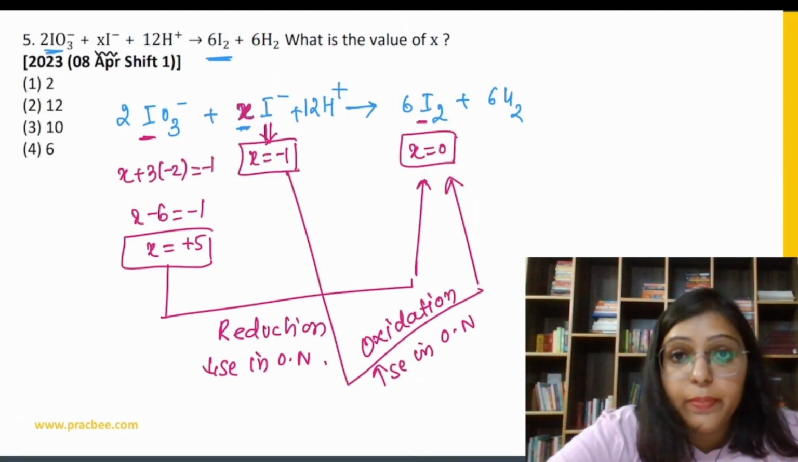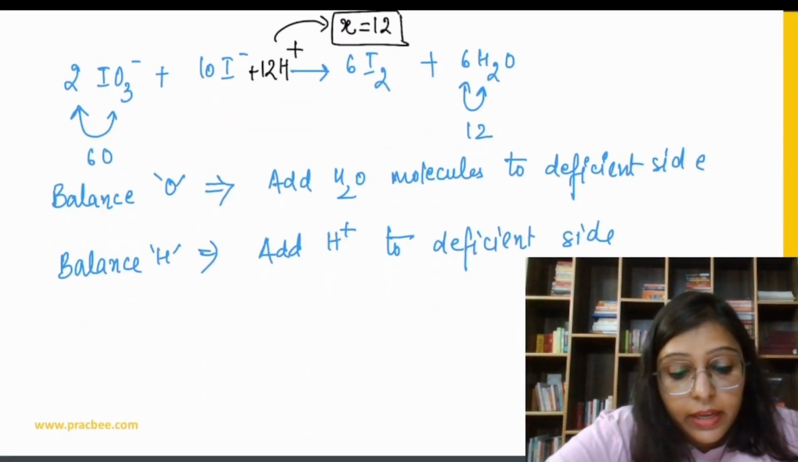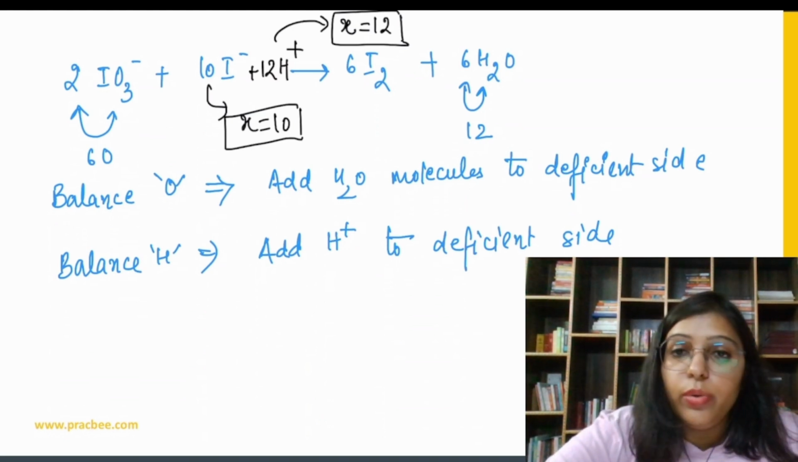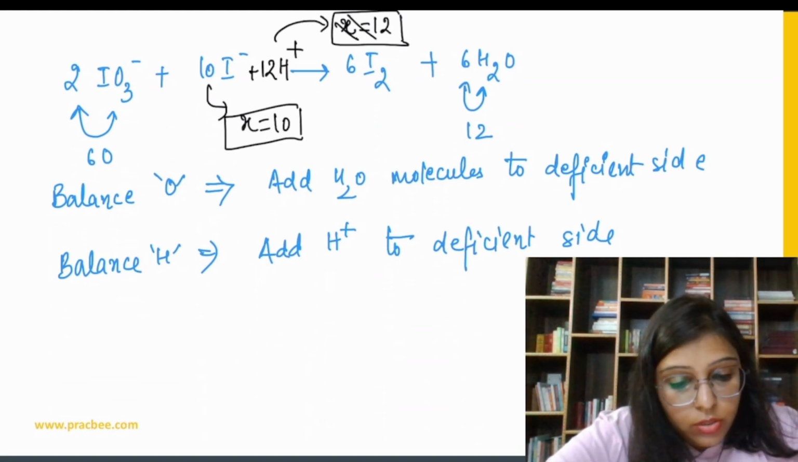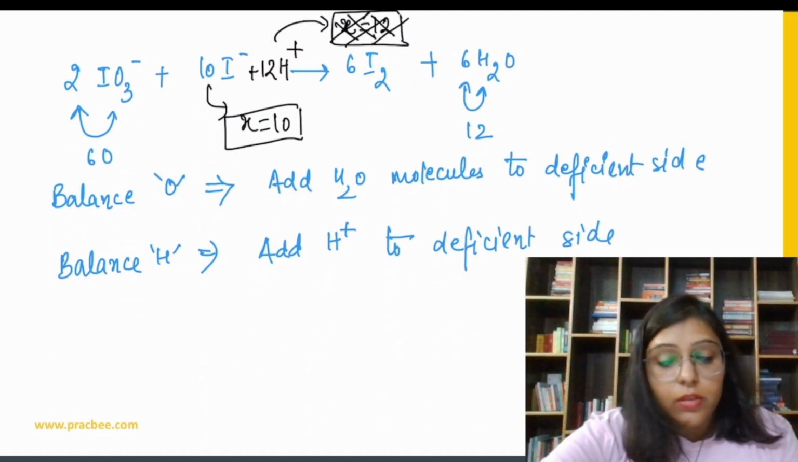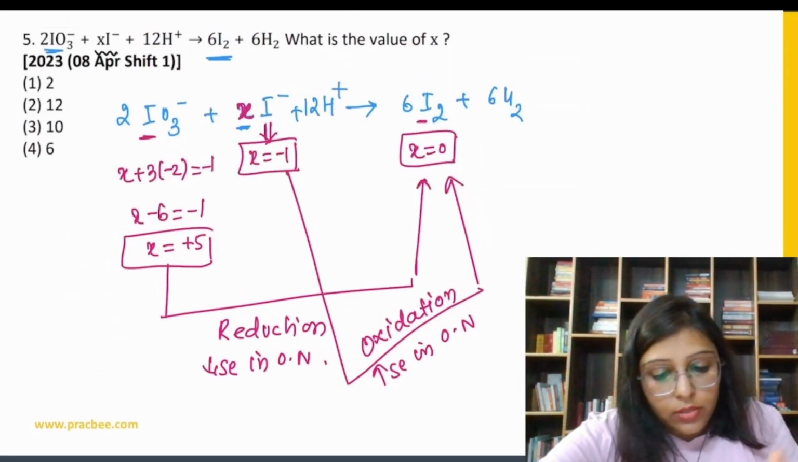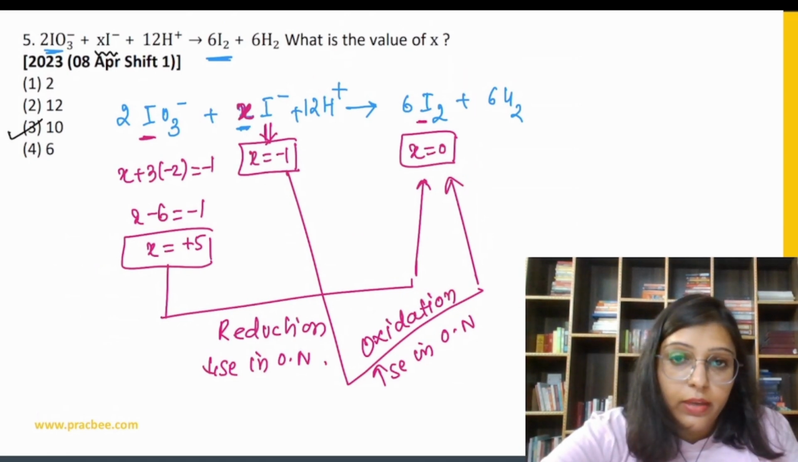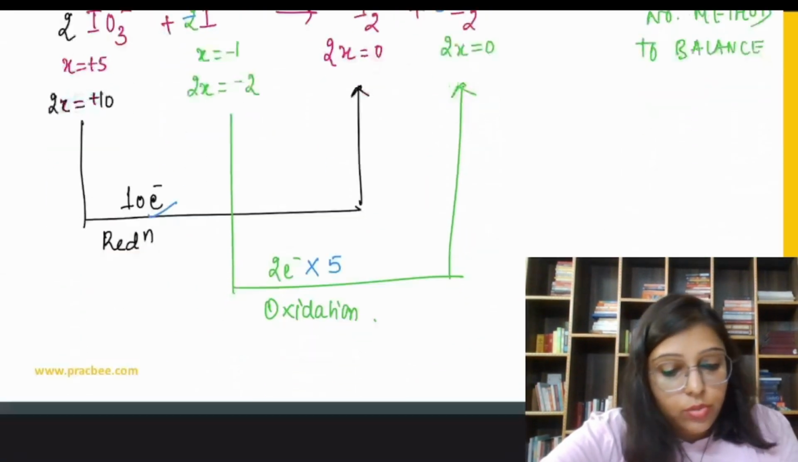Okay, so we have to find out the coefficient of I minus, right? It means the coefficient of I minus is going to be 10. Okay, it is going to be 10. It's not 12. So the answer is going to be 3. Option number 3. Clear? Okay. Let's do the next question.